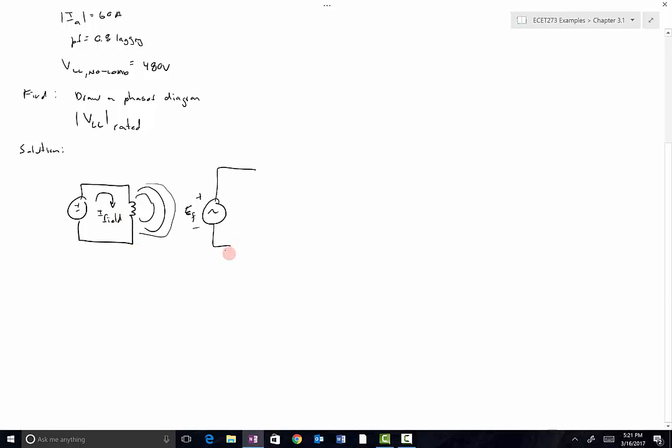And so whenever a question says the field current of the generator has been adjusted such that, what they're saying is that they've adjusted this here to produce a known quantity of voltage in the armature circuit here. So that's part 1 of the explanation.